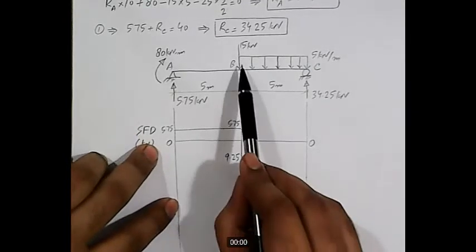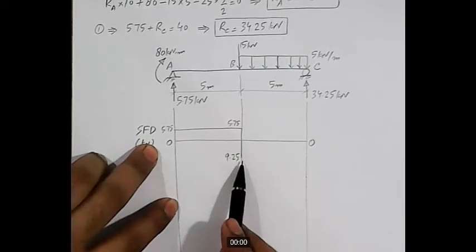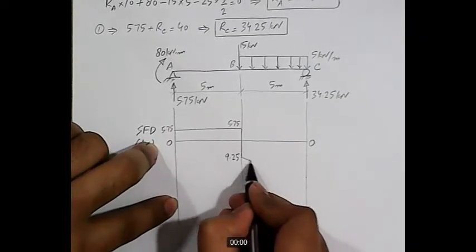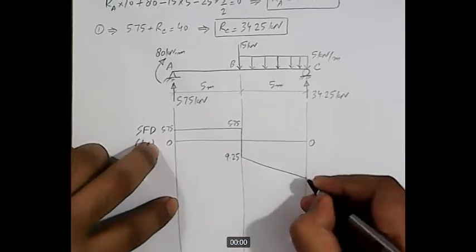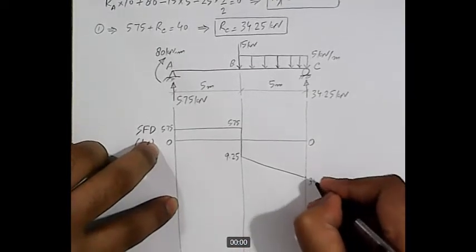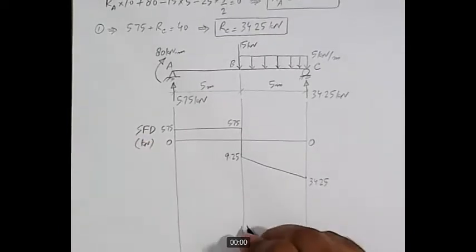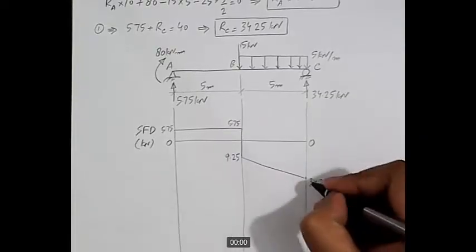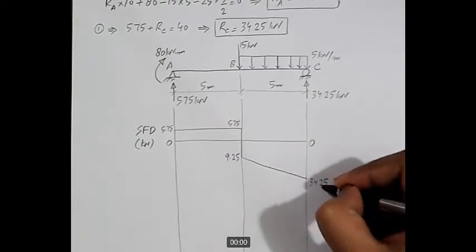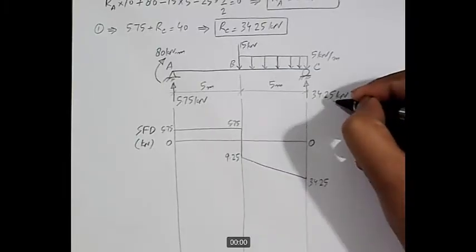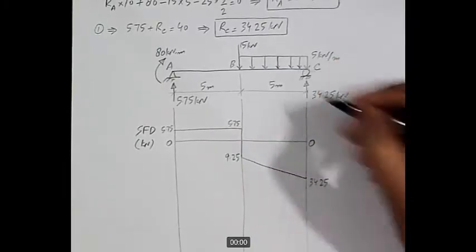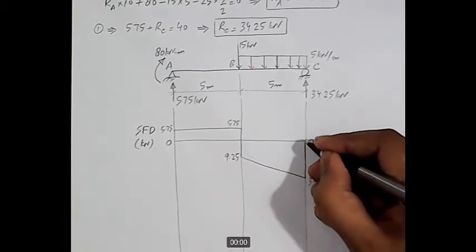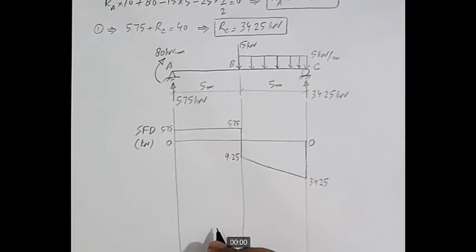And for area load, the UDL, the SFD is always first degree. So this is first degree, and this point is 34.25 kilonewton. Whenever we have a UDL, SFD will be first degree. And at this point, we have magnitude of 34.25, and how much is the reaction? 34.25, and it's acting in the upward direction. So this reaction will bring SFD to 0. So finally, the shear force diagram will close.